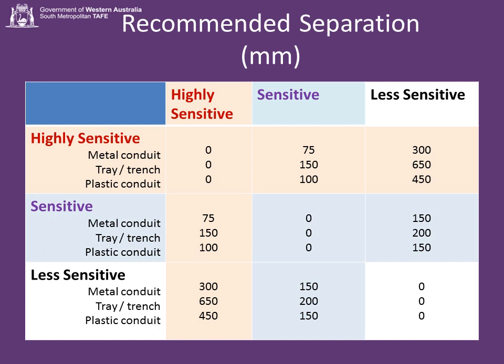Basically, try not to run signal cable next to mains cable. In fact, don't run signal cable next to mains cable. Try to run them on different tray, different conduit. And always be aware of the rules of segregation as laid out in AS3000.